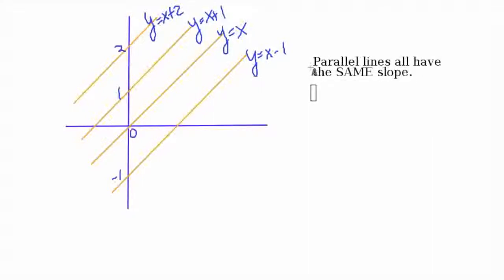Now what changes? Well, the height, the location of the line changes, so really the y-intercept changes, so it's the b value. Did you guys get that? So y equals mx plus b. The m will be the same, but the b value is what's going to change for parallel lines.